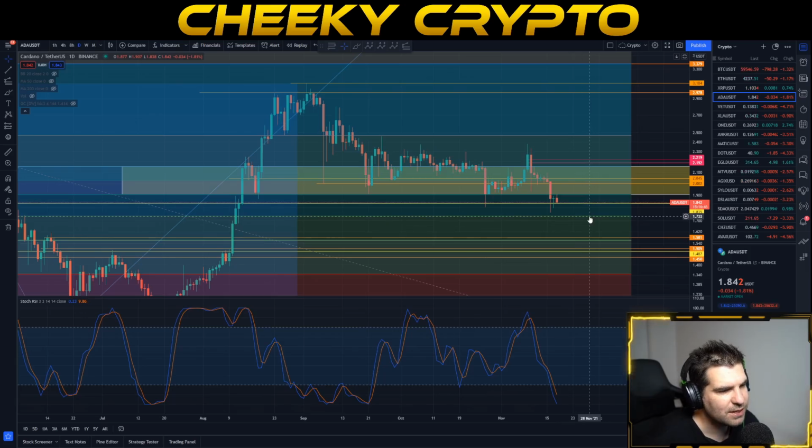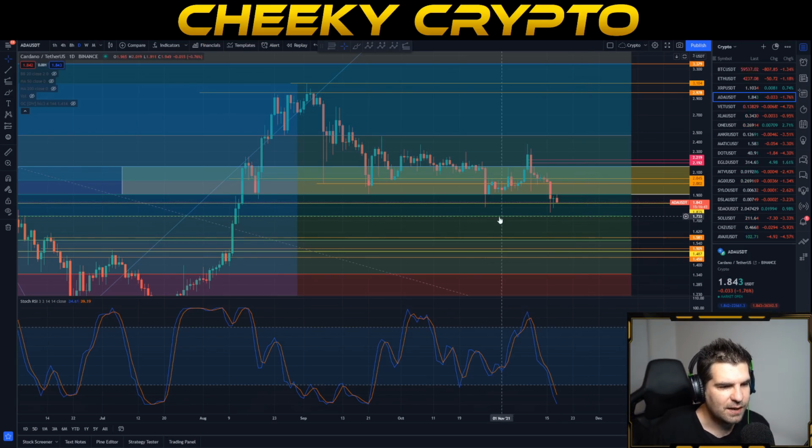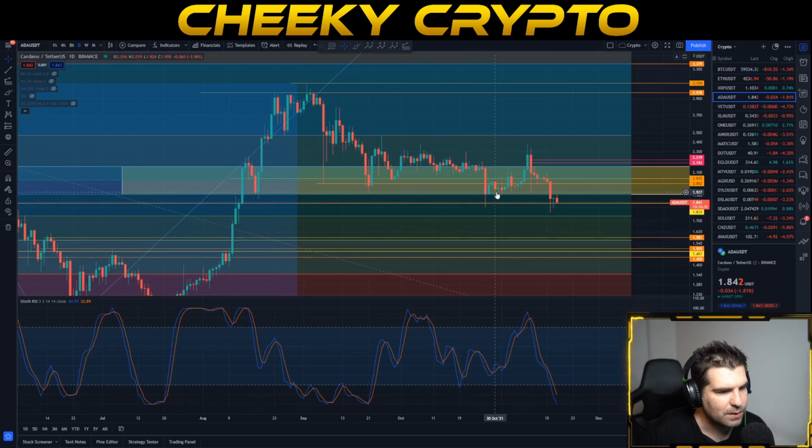So overall, this daily chart's actually looking okay. Yes, it's frustrating that we're below the 618, and that was a good area of support. As you can see, we had wicks here and here all around holding the 618.